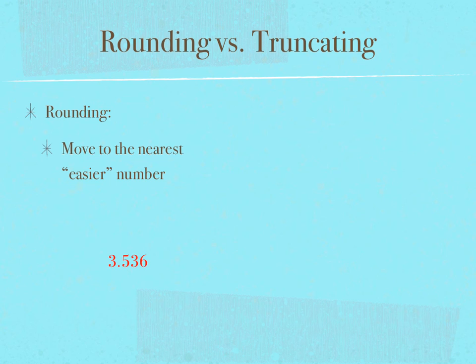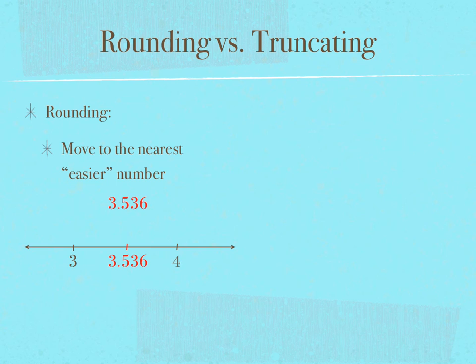First, let's look at rounding. The idea here is that we're going to move to the nearest "easier" number, and I've put easier in quotes there because what makes a number easier really depends on the context of the problem. So let's look at the number below, 3.536. That number is between 3 and 4.